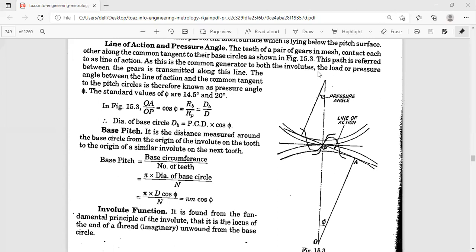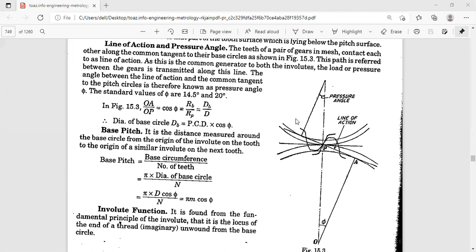So what is pressure angle? The angle between the line of action and the common tangent to the pitch circles. Already you have seen the line of action, a common generator to both the involutes. That angle between the line of action and the common tangent to the pitch circles is known as the pressure angle. Mind you, in some of the textbooks, it is also known as the angle of obliquity, given by phi.